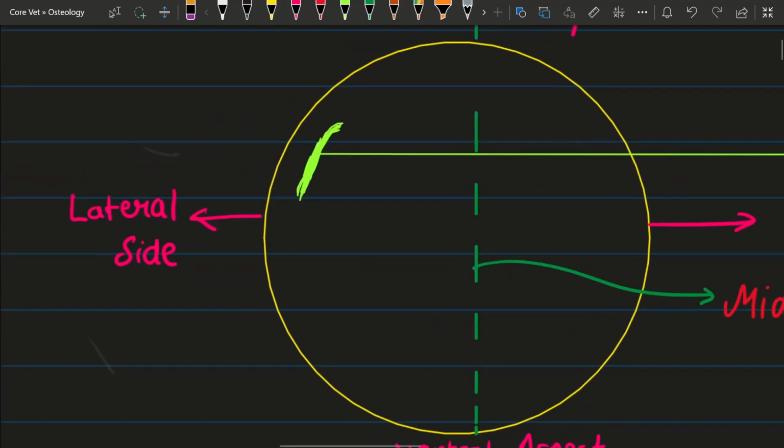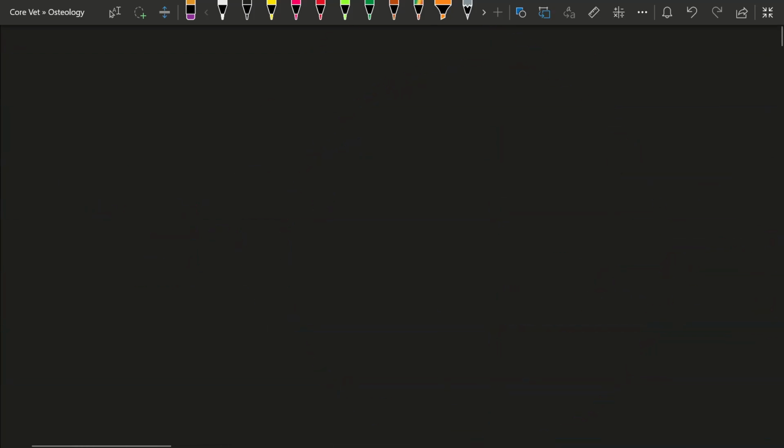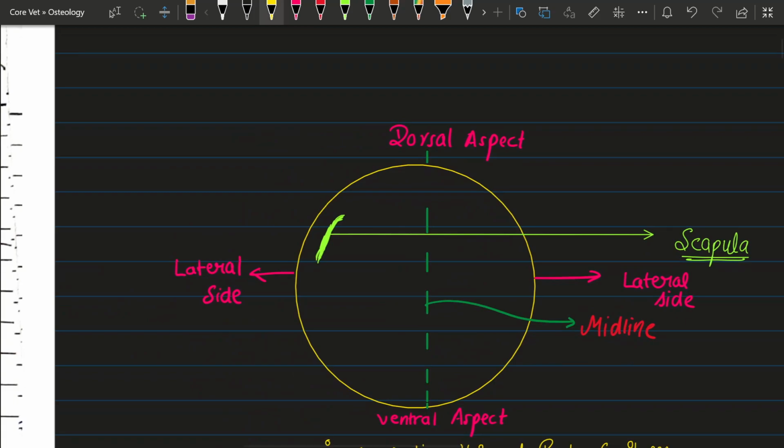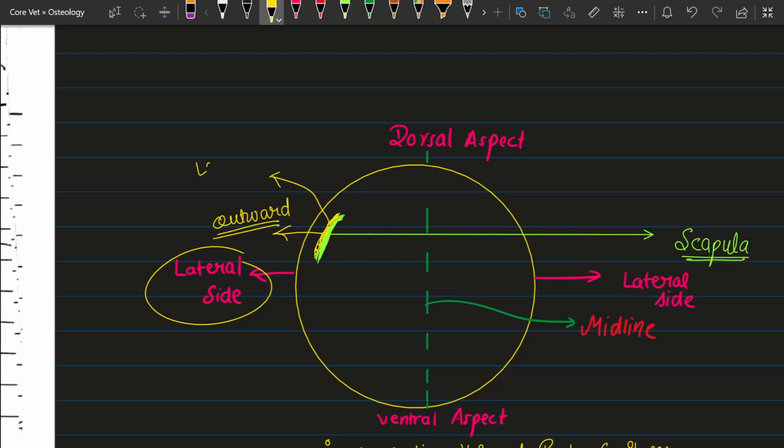Okay, so the surface of the scapular bone which is facing outward, outward means away from the midline, is the lateral side, or the lateral surface. So this surface that I am marking, what is it? It is the lateral surface of scapula, right?